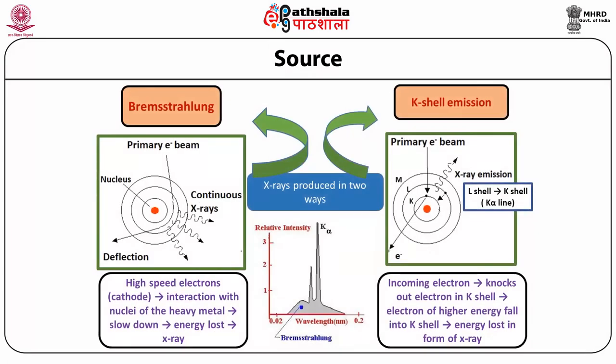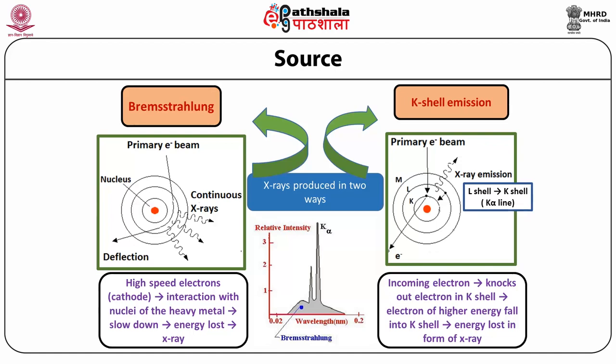This talks about the ionization that takes place in the atom. There are two phenomena. The primary electron beam is the one which goes in. Continuous X-rays hit the target, and then they produce the electrons which come out. So we have shown here there is a nucleus, continuous X-rays, and a primary electron beam, which is deflected. This is called the Bremsstrahlung phenomenon. The other is K-shell emission. X-rays are produced in two ways. One, which is explained just now, and second is K-shell emission. There also, we have the L-shell, then the K-shell, and then the X-rays are sent to the target, and then the ejected electron comes out.